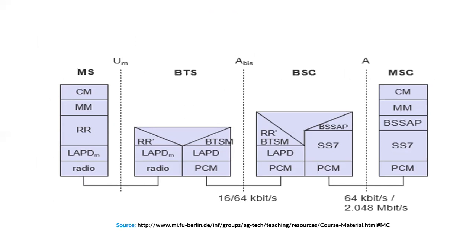So this is the protocol architecture of GSM. We'll be discussing all these layers. If you see the mobile station, these are the various layers: Radio, which is a part of the physical layer, LAPDm, RR, MM, all these things we'll be discussing. In the BTS we have these layers, in the BSC these layers, and in the MSC these layers. We'll be discussing all these layers as this lecture proceeds.